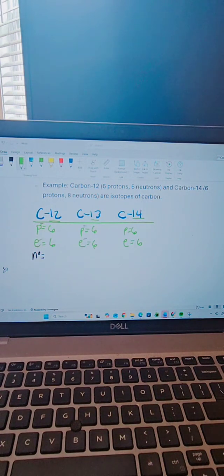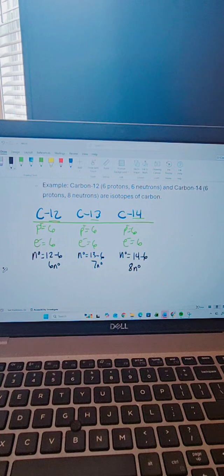How does it change? Well, it changes because the mass number is different. So 12 minus 6 gives us 6. The neutrons for carbon-13 is 13 minus 6, so that gives us 7. And then the neutrons for carbon-14 is 14 minus 6, so that gives us 8. So as you can see right here, the mass number changes the neutron value. So that's what an isotope is.